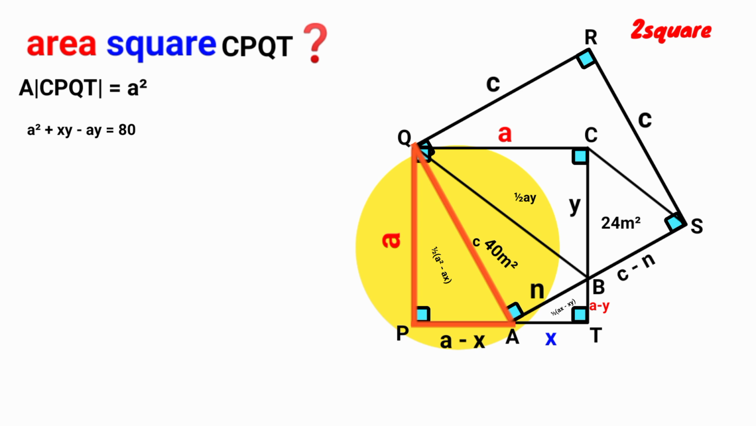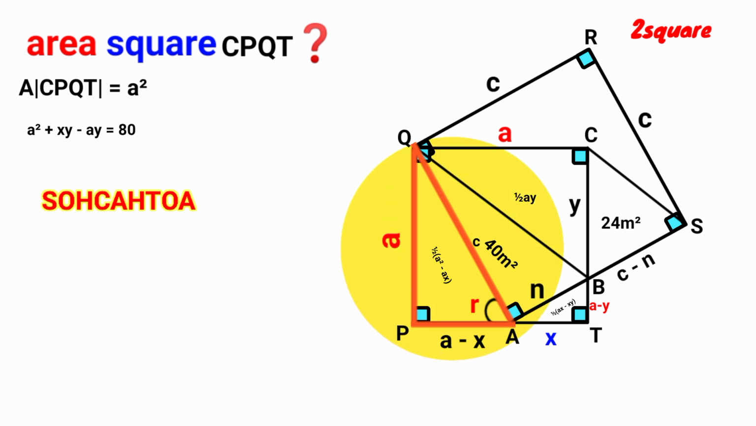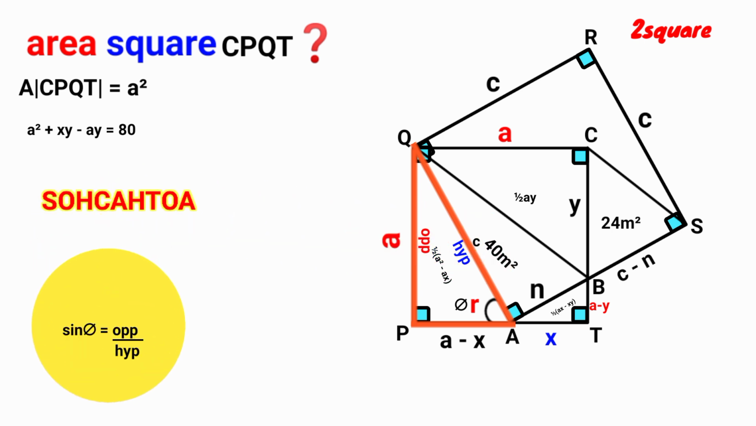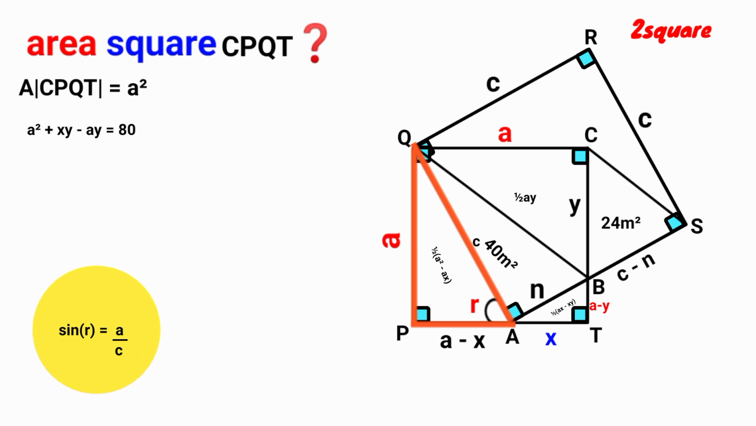Come back to this triangle. Assume the size of this angle to be r. Now use the SOHCAHTOA tool on the triangle. Taking this angle as theta, this is the opposite and this is the hypotenuse. From here, sin theta equals opposite over hypotenuse. Theta is r, opposite is a, and hypotenuse is c. So sin r equals a over c.